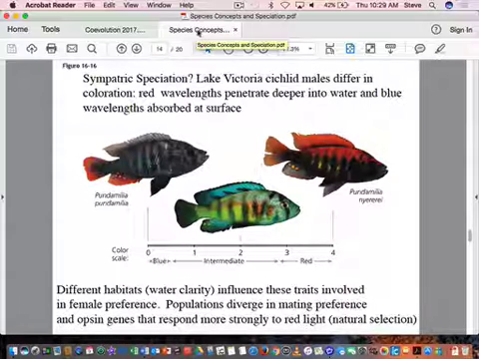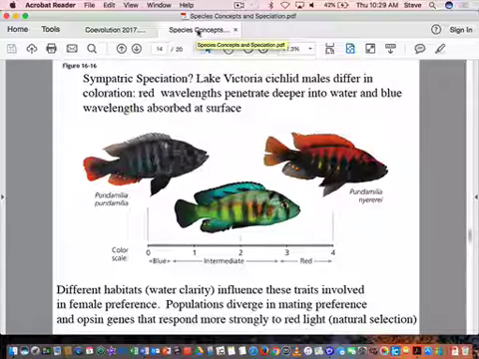And it turns out, guess what happens to sunlight as it hits water? Certain parts get absorbed, and then certain wavelengths transmit deeper into the water, okay? So if the water is clear, different habitats influence the traits. The idea here is that red wavelengths, in general, penetrate deeper into the water, and blue wavelengths are absorbed at the surface. So you have blue wavelengths that are primarily at the surface, and then these red wavelengths go deeper into the water column in the lakes.